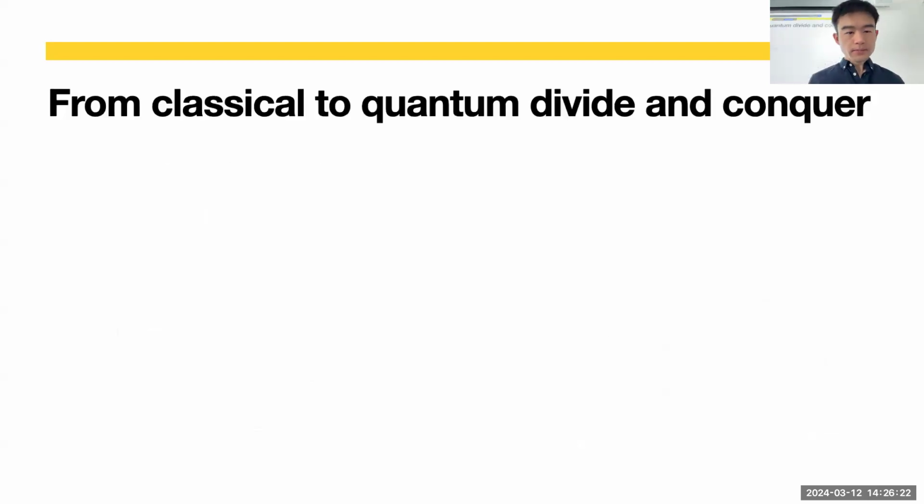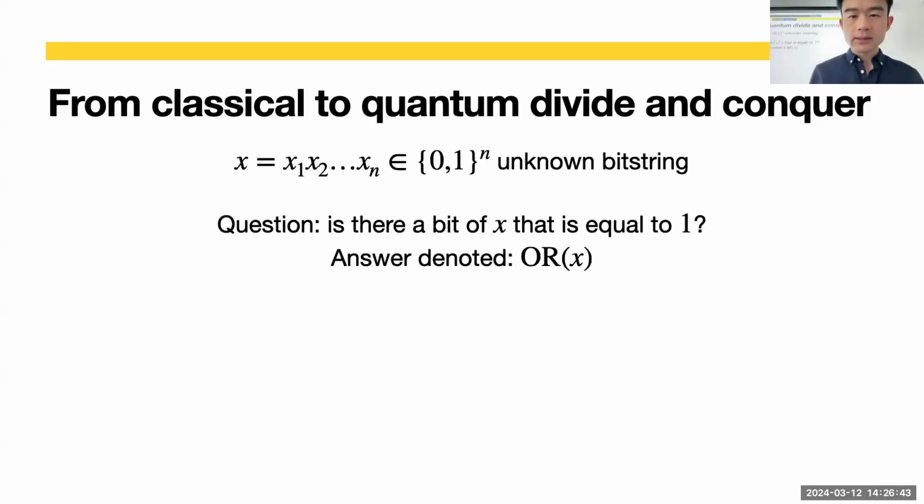Okay, so we see this classical algorithmic design framework that's very nice and very intuitive. And we ask the question: if we really wanted a quantum version of this intuition, a quantum version of divide and conquer, how might we proceed? The motivating example that we started with was the following problem.